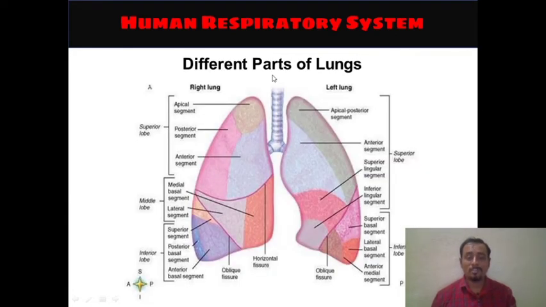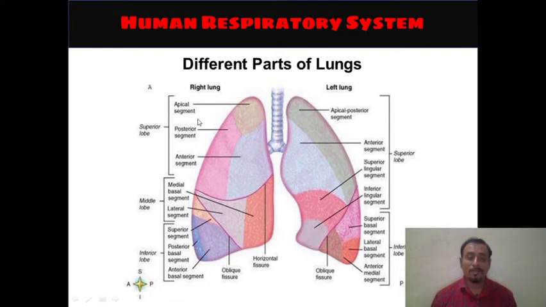Let's see different parts of the lungs now. The right lung is divided into three parts. Your right lung is divided into three parts or three lobes. Your left lung is divided into two parts. Okay, consider your body's lung structure. Next, let's see how the right lung is divided into various different segments.